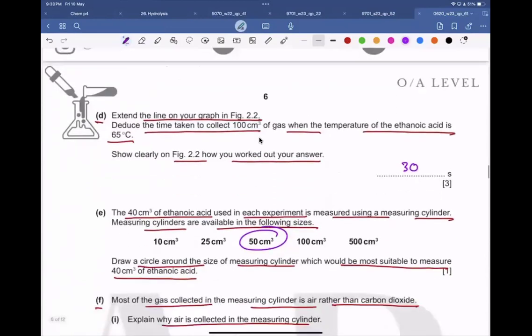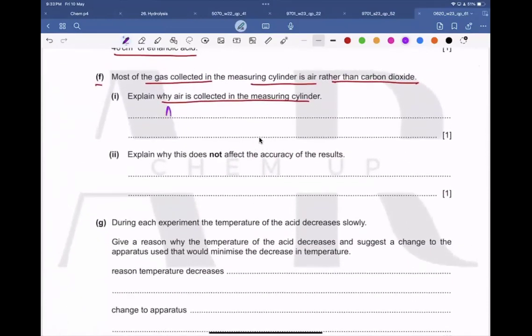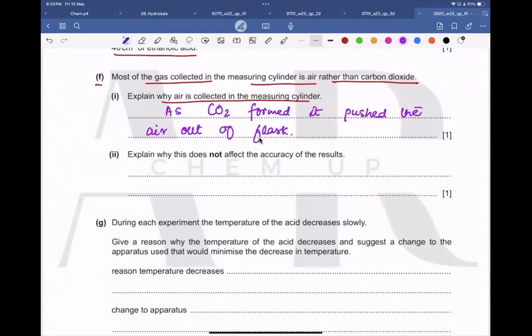And carbon dioxide actually pushes that air to move out. So as carbon dioxide formed, it pushed the air out of the flask. That's why it is collected in the measuring cylinder. Is this understandable to all of you?